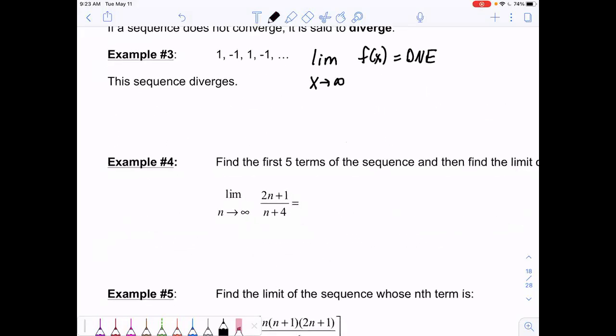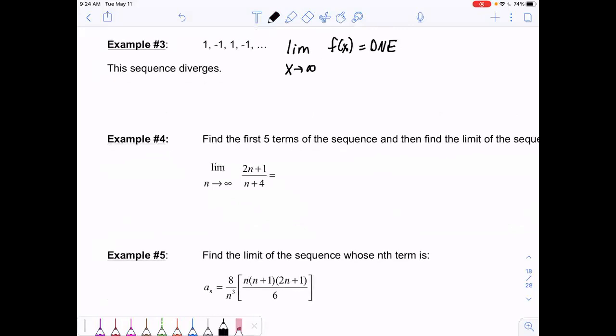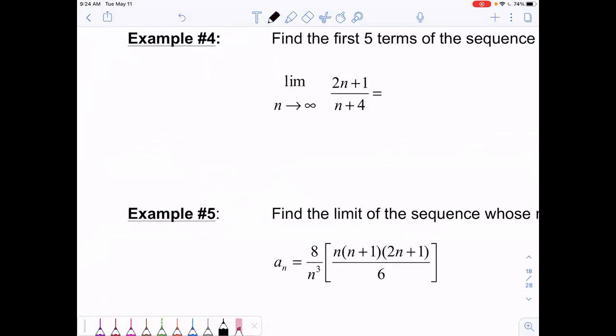So in example 4, it says to find the first 5 terms of the sequence and then find the limit. See if you can calculate the first 5 terms. Sequences are usually defined with the variable n, and that is the actual variable being used in the next 2 examples. So as n approaches infinity, we have 2n plus 1 over n plus 4. To find the first 5 terms, you would plug in a 1 to find the first term.